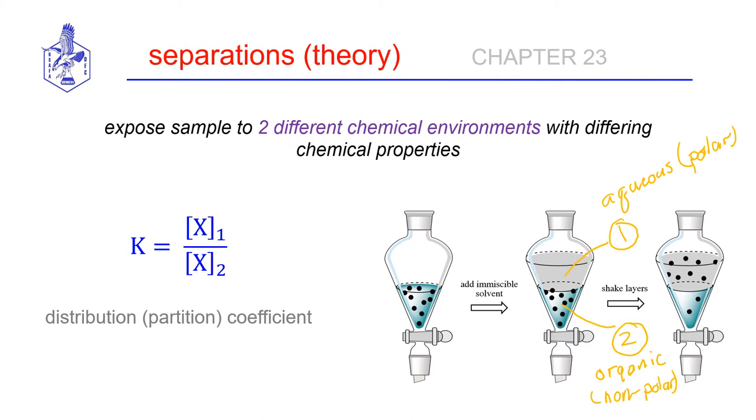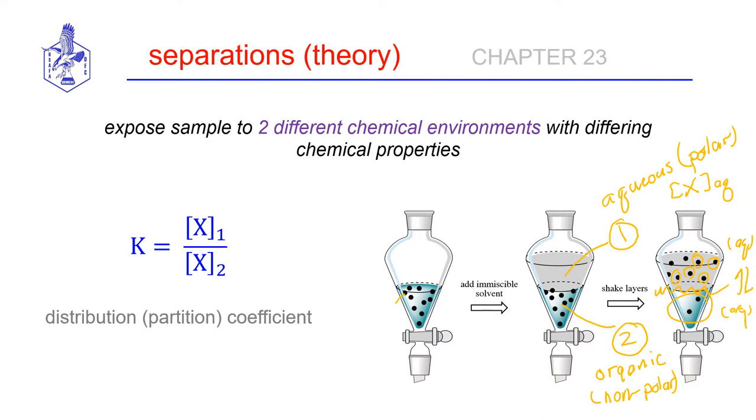By exposing our little molecules, the little black dots here, to those two different solvents, two different systems, if our molecules are more like the aqueous phase, you're going to have a bigger proportion of those molecules present in that phase. And in this manner, you can drain off the second phase, and thus the concentration of your molecules here in this aqueous layer is going to be bigger than in this layer. So what happens is the molecules distribute themselves into the two different phases. Some go into the aqueous phase, some go into the organic phase.